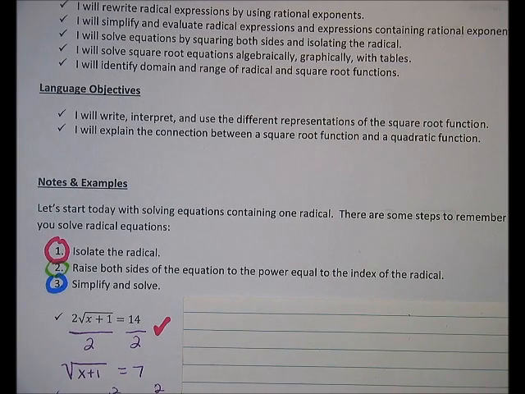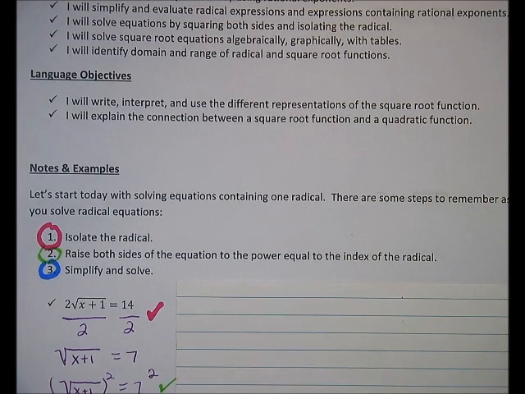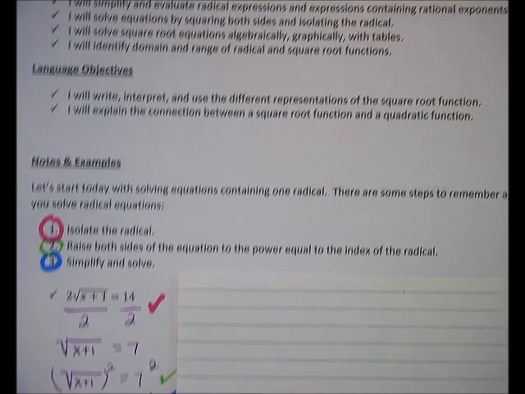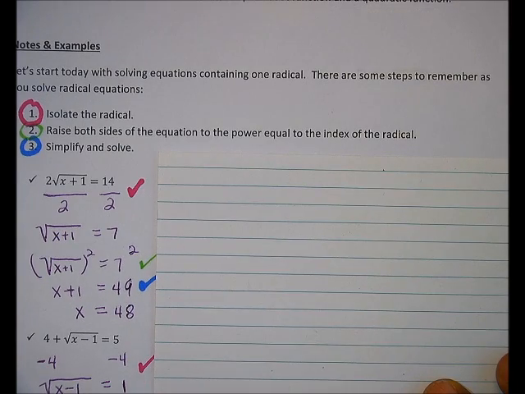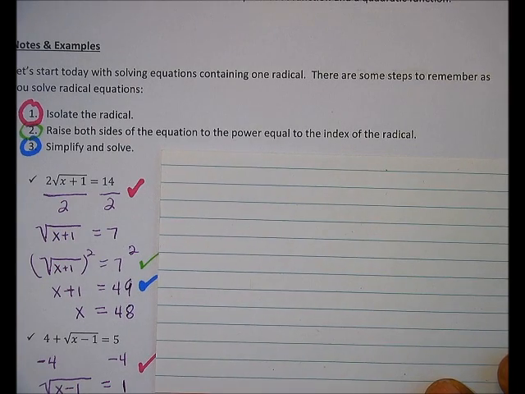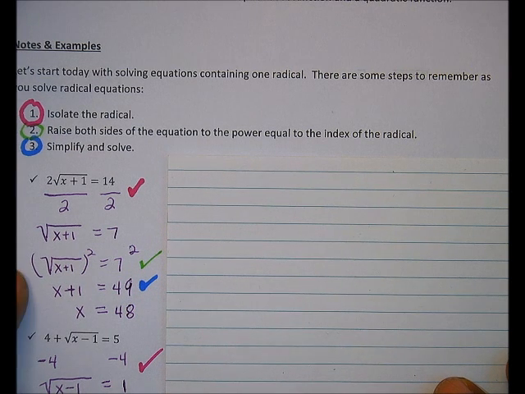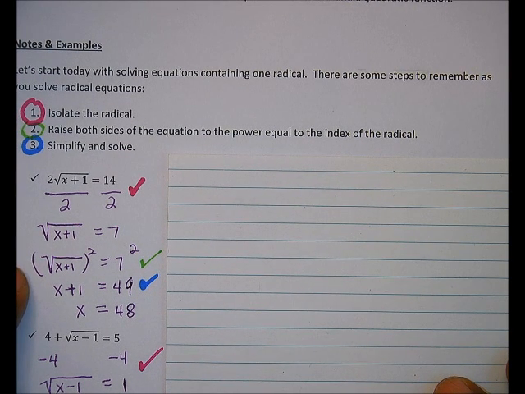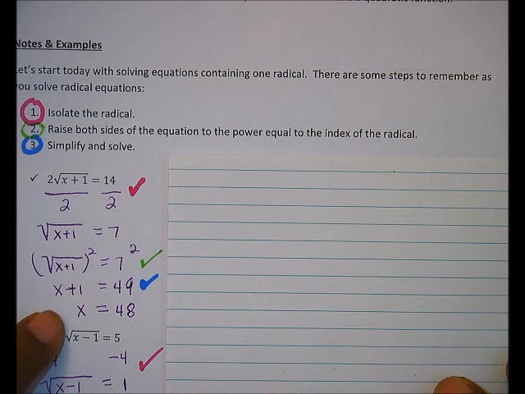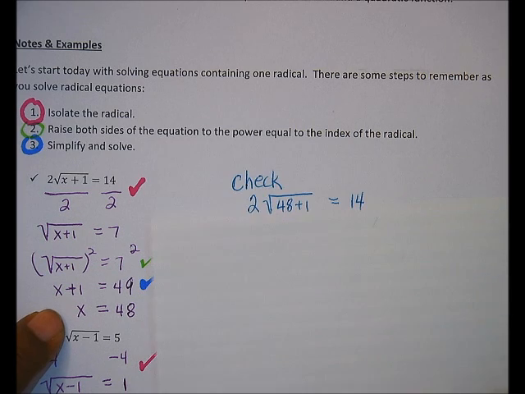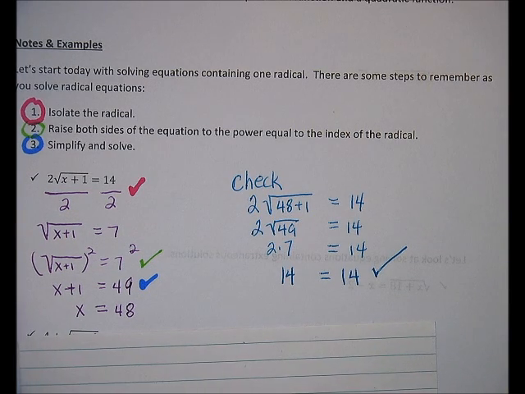We will start by isolating our radical. In this case, we will divide both sides by 2. We will square both sides. Then we will simplify by subtracting 1 from both sides and solve. In this case, x is equal to 48.